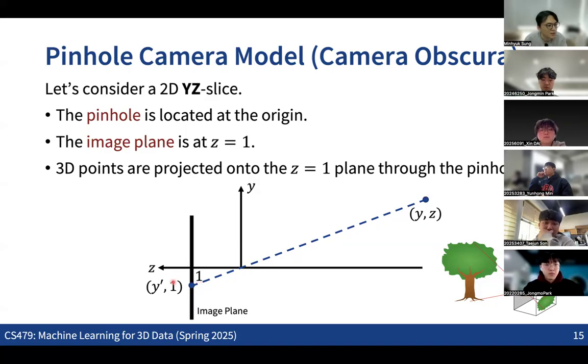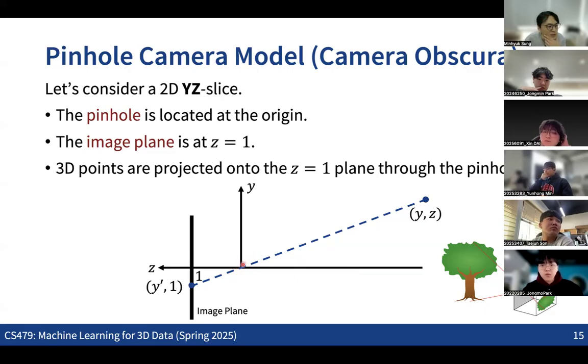So let's think about this simple setup where we are seeing a 2D slice, the YZ plane. Here we are defining the Z axis as the direction along which the point is projected. So the ray comes from the 3D space and is projected over the image plane along the Z axis, right?